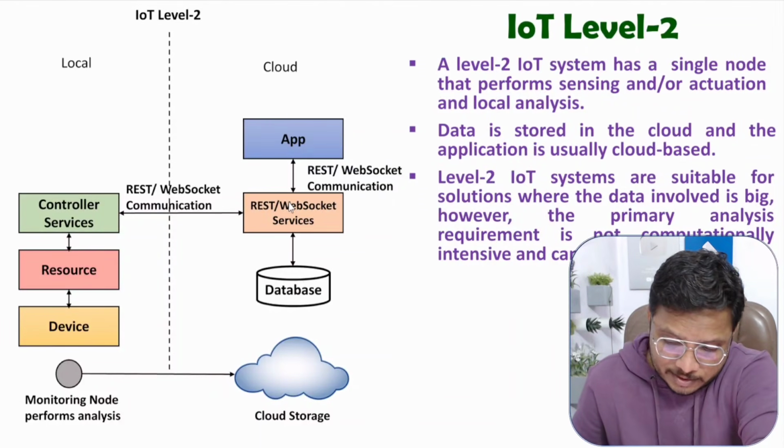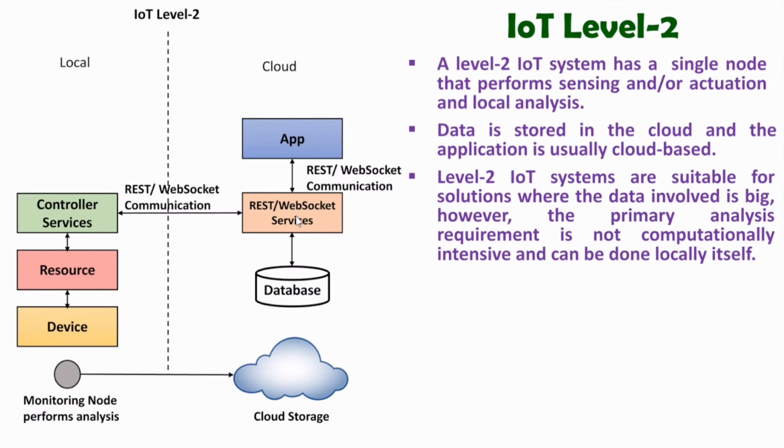It is not extensive. You see here in level 2, data will be big on cloud, right? But the analysis requirement is not computationally intensive, and it can be done locally itself. So here only we can have that computational complexity. You don't need to go for intensive calculation over here on cloud, right? So that is how level 2 is there.